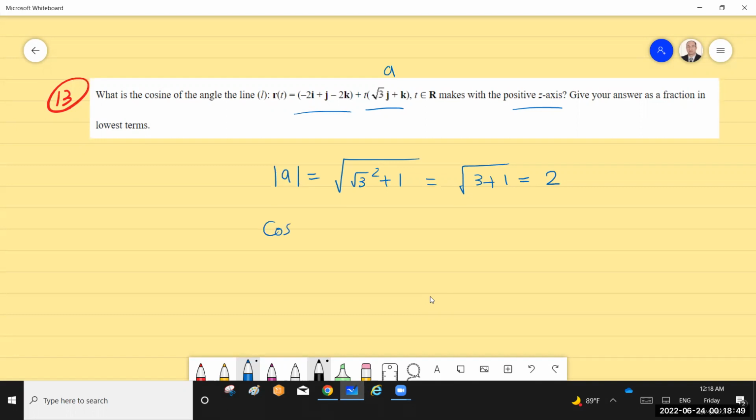The cosine of the angle gamma, the angle it makes with the z axis or positive z axis, is the coefficient of k here over the norm, which is 1 over 2. This is the cosine of the angle. If you want the angle itself, just write cosine inverse of half, and you get the measure of the angle. Okay.